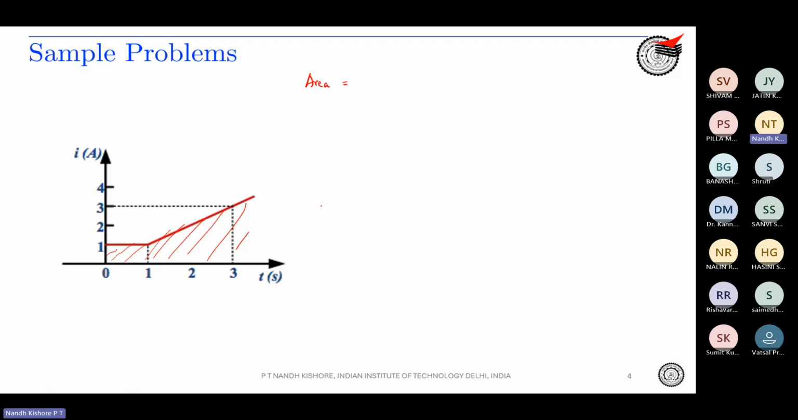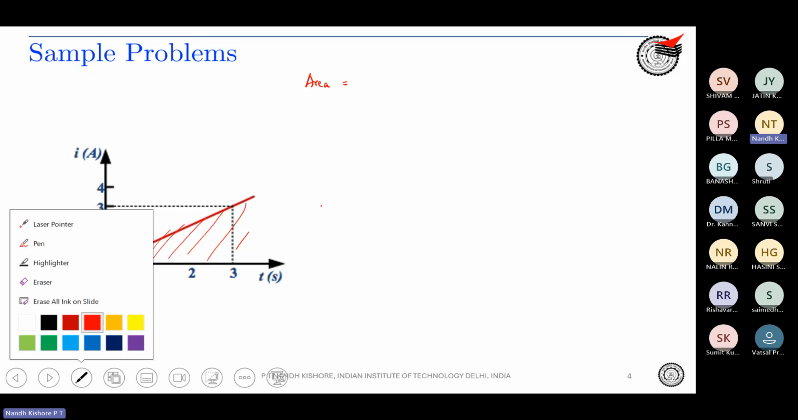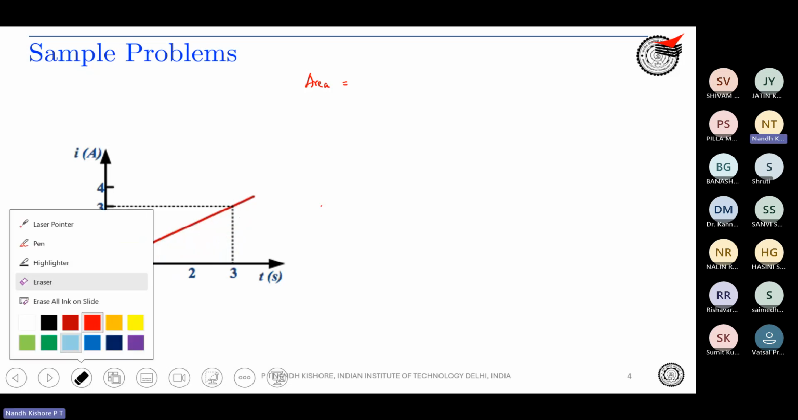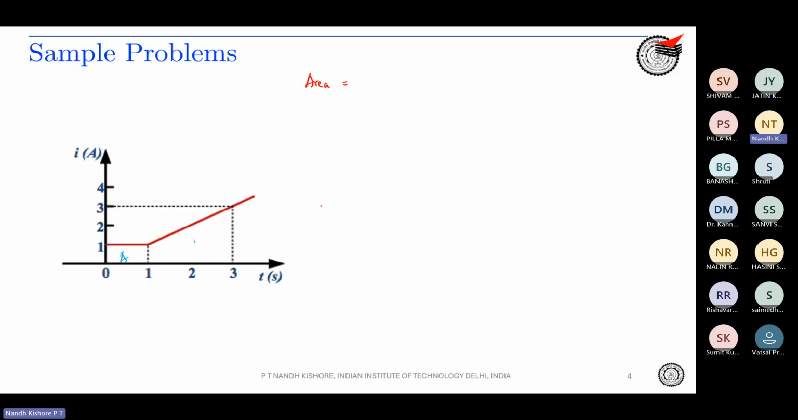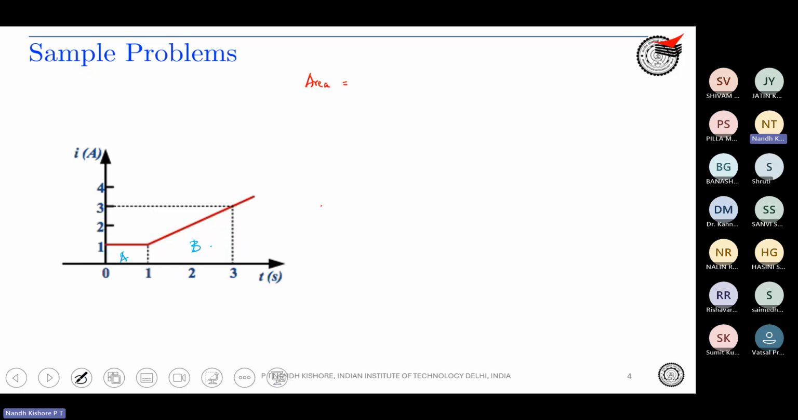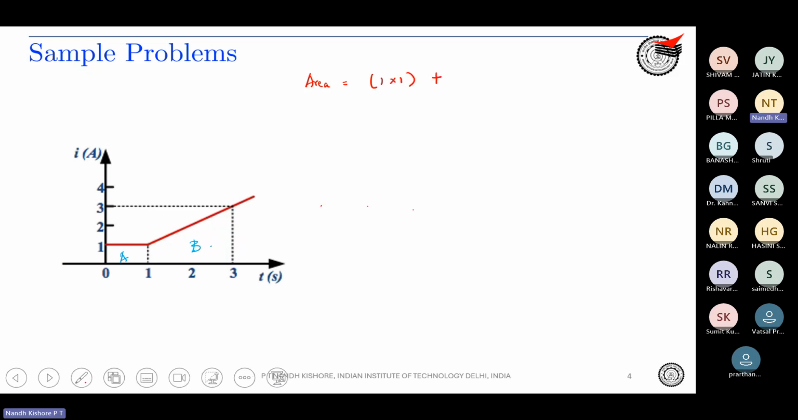So let's divide this into segments. If we divide this into segments, we have segment A and then segment B. So what about segment A? You see that the area in segment A is simple. It's just a square, which is 1 into 1. Plus what about segment B? You see that in segment B, you get a geometry something like this.